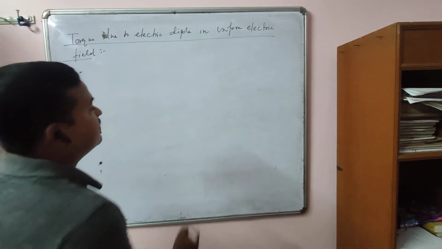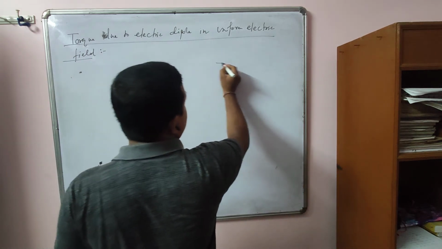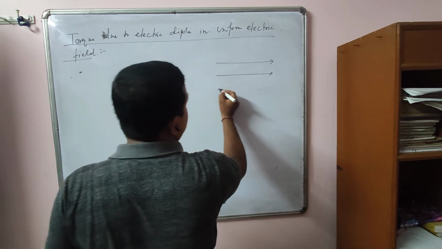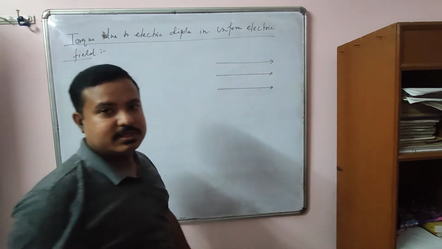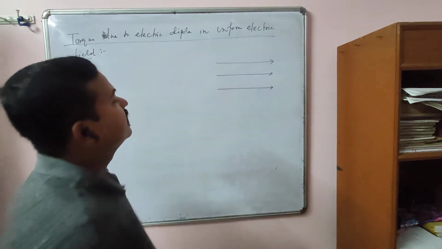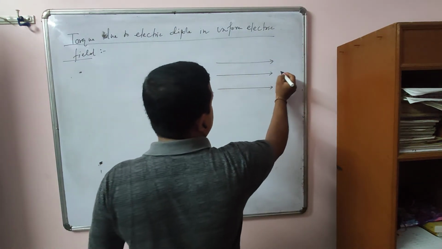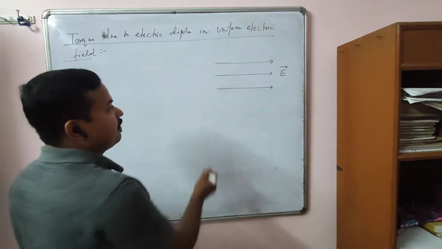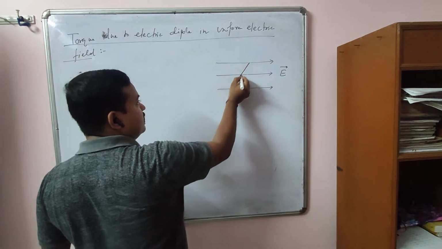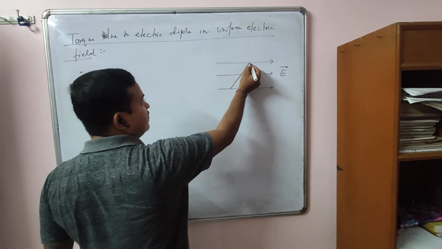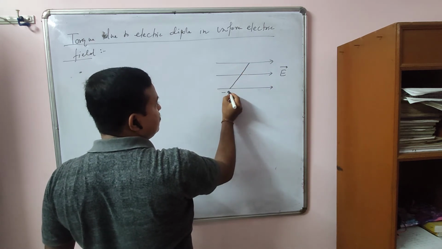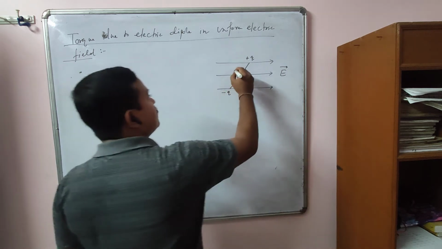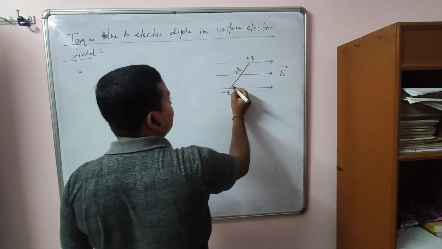Now here you see, uniform electric field is represented by parallel straight lines. Uniform means what? The value of electric field is the same at every point. That is called uniform, constant. So it is represented by parallel straight lines. So this is the electric field. You place a dipole here. Dipole means what? A combination of positive and negative charge. So here it is minus q and it is plus q. This is the dipole. Its length is 2l. Suppose the dipole makes angle theta.